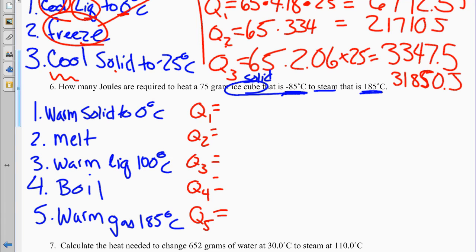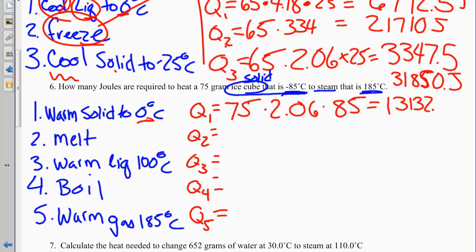All right, welcome back. Sorry for the interruption there. So we now can come back with, we are warming our 75-gram ice cube up. That means we're doing Q is equal to MCΔT. So we're going to do 75 times our C for a solid times, we're going up 85 degrees because we're going from negative 85 to 0. When you multiply those together, you get 13132.5. Then we're going to stop and pay to melt. We have a 75-gram ice cube that we are going to pay 334 joules per gram to melt. So we're going to go 25050.